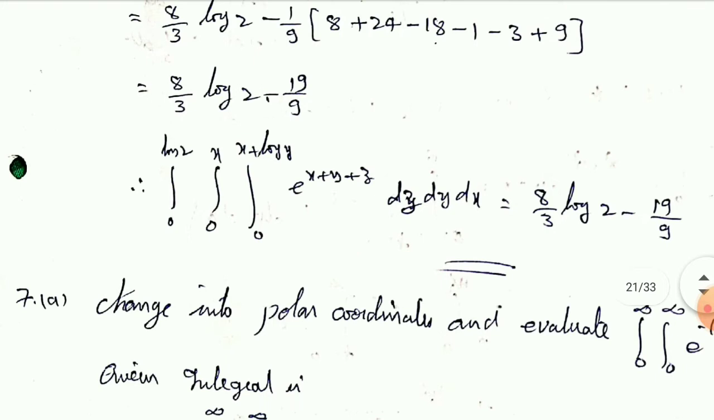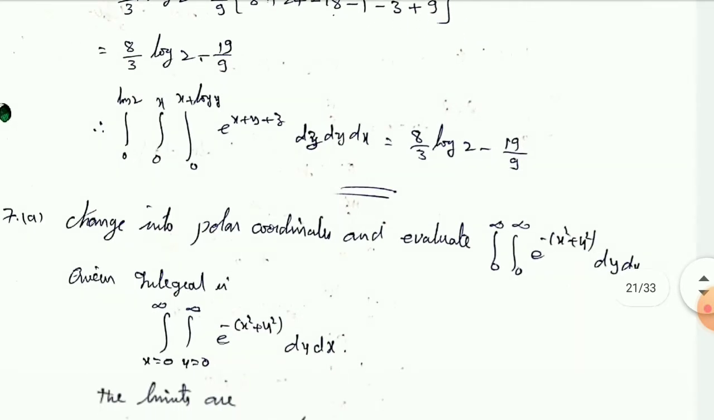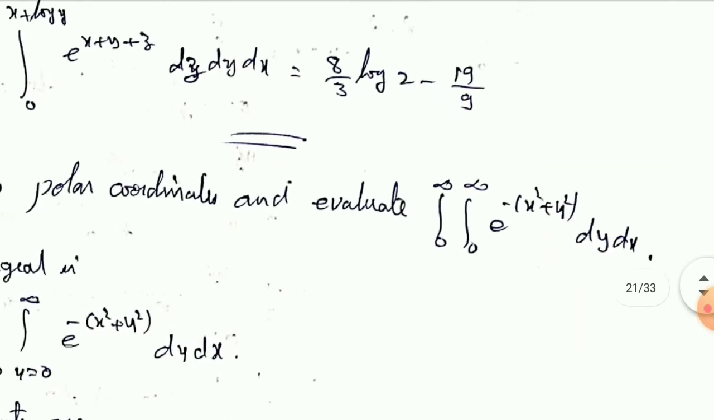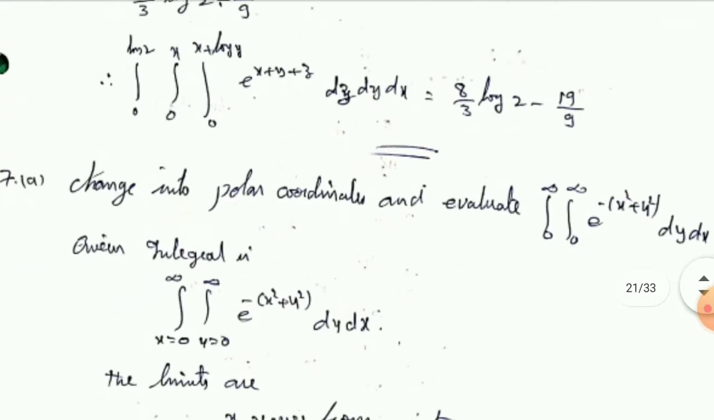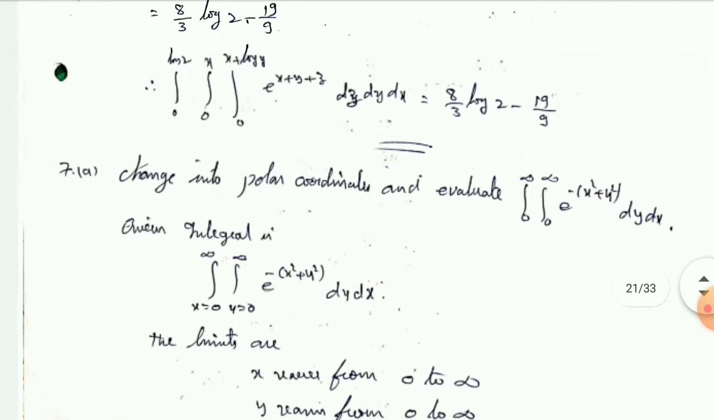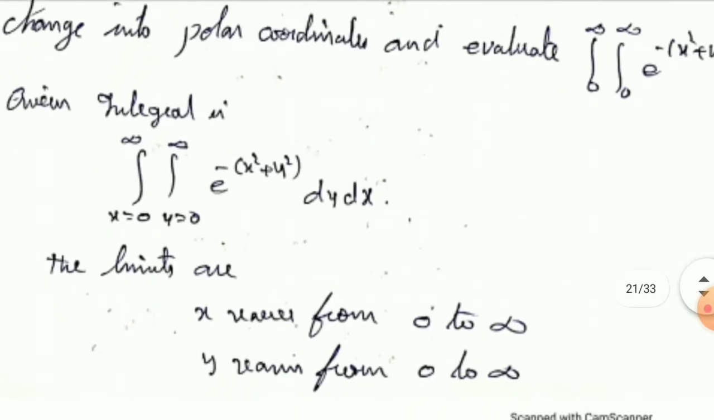Okay, coming to 7th a. The problem is: change into polar coordinates and evaluate the double integral from 0 to infinity of e power minus of x square plus y square, dy dx, they have given. What do you mean by changing into polar coordinates? You are changing x and y variables into r and theta variables. So that is your main target.